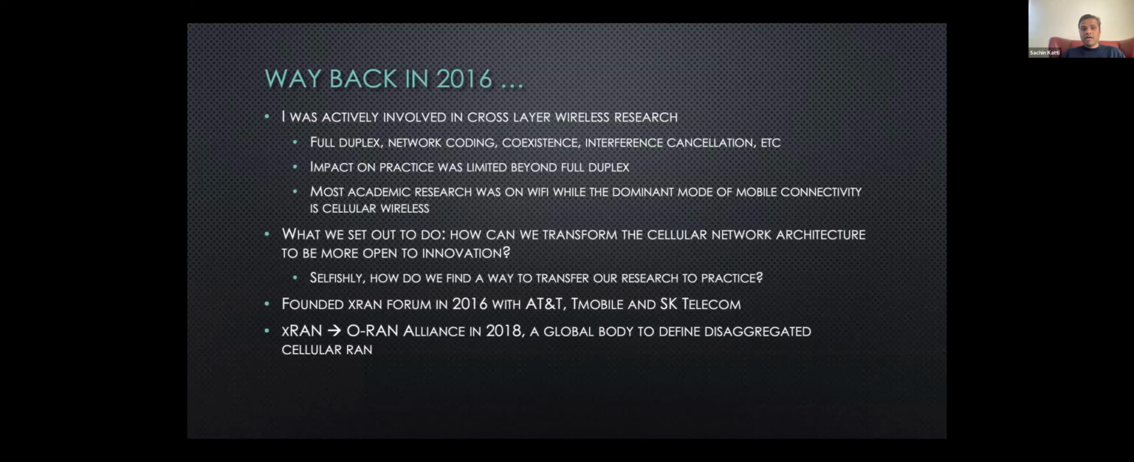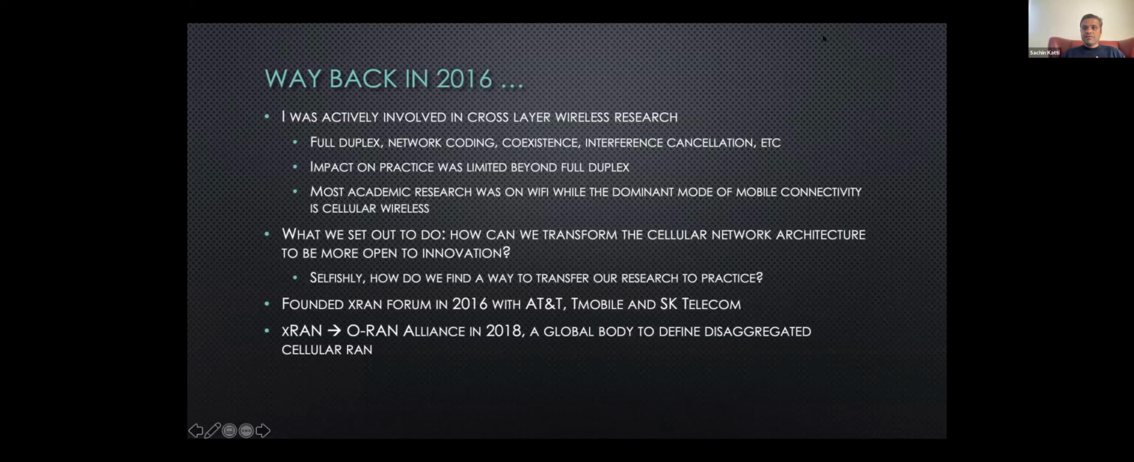So one of the knocks on wireless systems research was, it's great, it is on Wi-Fi. We wrote a bunch of very interesting papers, but it really hadn't changed the way mobile connectivity was delivered to most of the people in the world, which is obviously 4G and now 5G cellular networks.